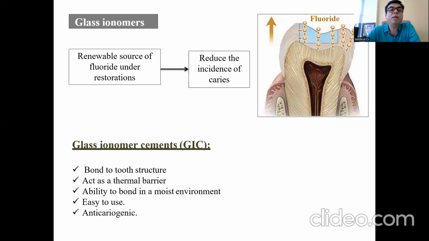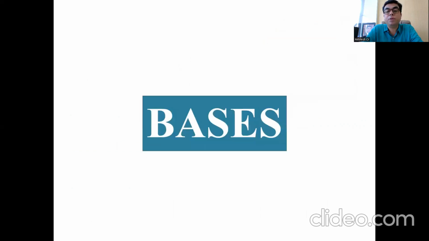Glass ionomers are a renewable source of fluoride under the restoration. It reduces the incidence of caries. Glass ionomer cements bond to the tooth structure. It acts as a thermal barrier and has the ability to bond in a moist environment. It is easy to use and it is anti-caries.